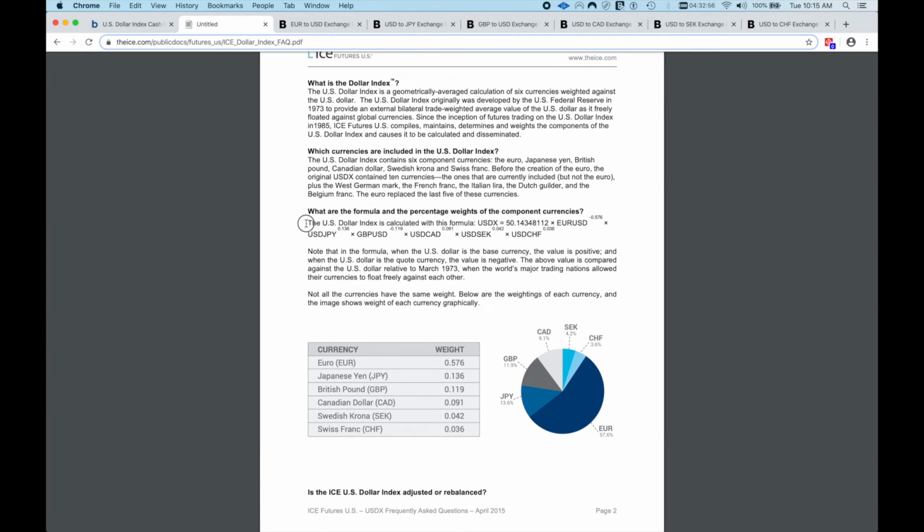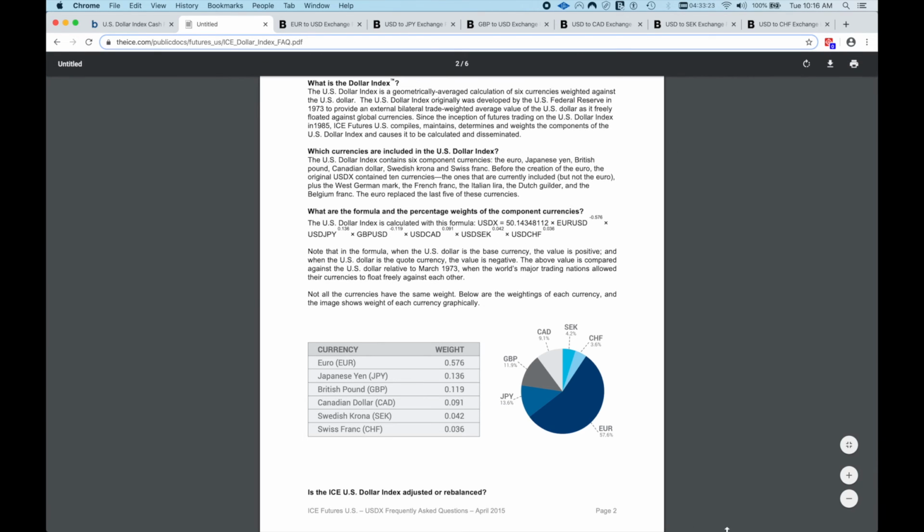And here's a look at this, which you're going to multiply by which we have here at the end, 50.1434811. So you take the value of the euro, multiply that by the yen, pound, Canadian dollar, Swedish krona, and Swiss franc, by these weights each individually, and finally multiply it by the US dollar index multiplier, and you have it. There it is, guys.